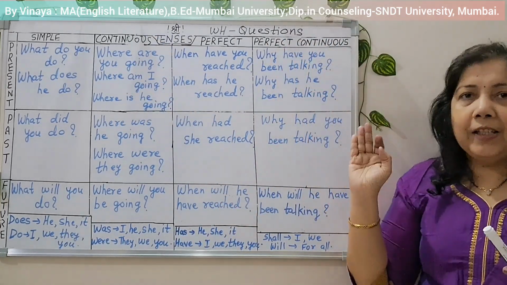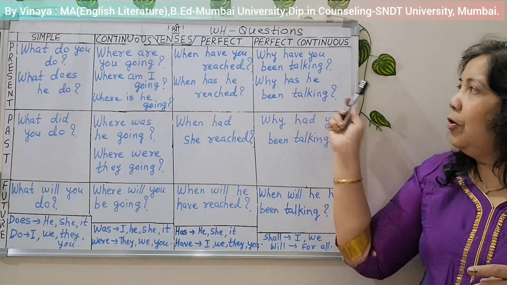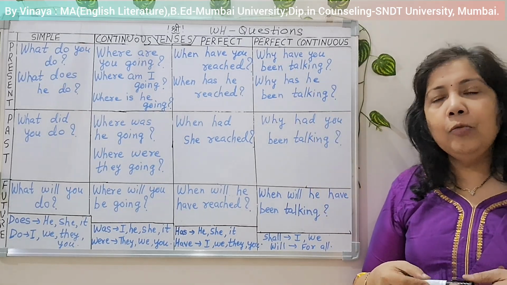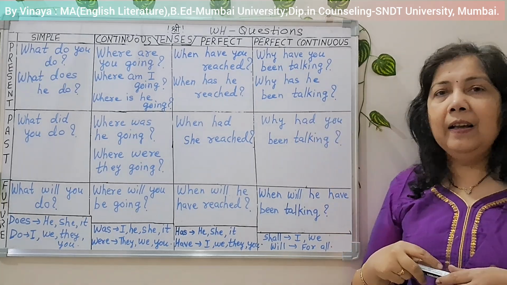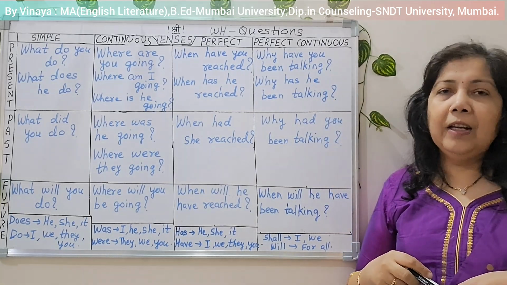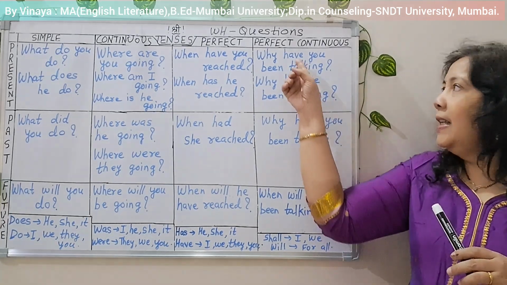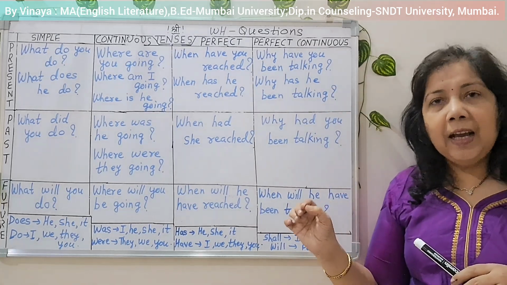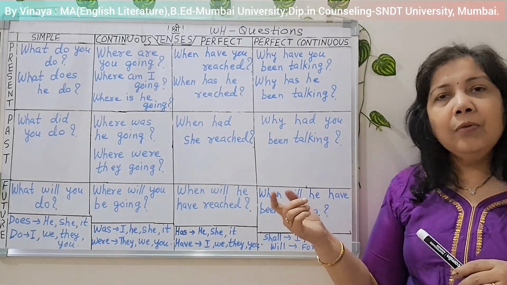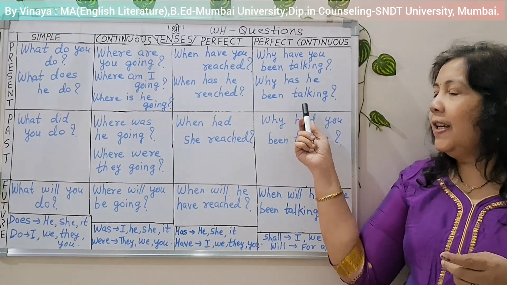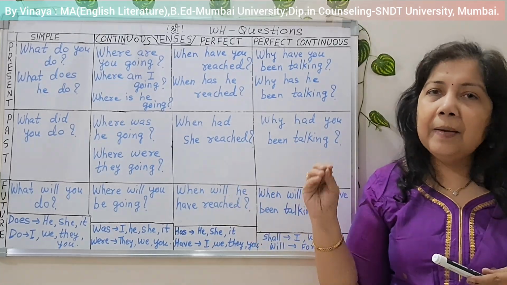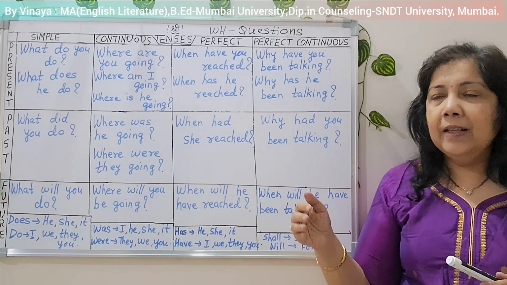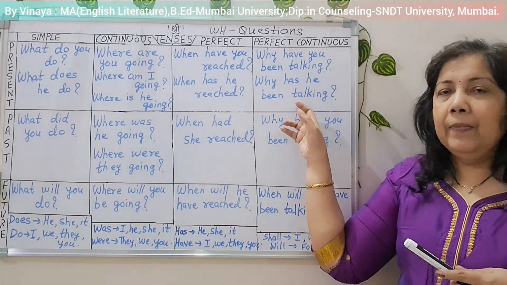Present perfect continuous tense. Why have you been talking? Or why has he been talking? Same thing. Has and have. He, she, it has. I, we, they, you have. When to use this tense? When any action has been going on for a longer period of time in the present. That time we use this tense.